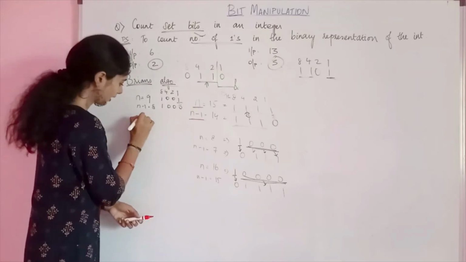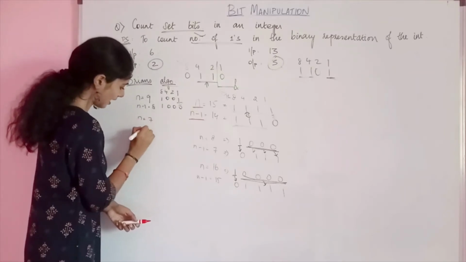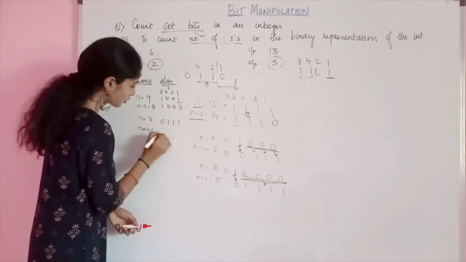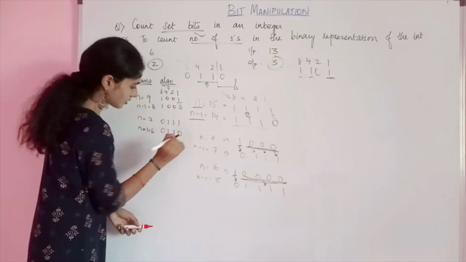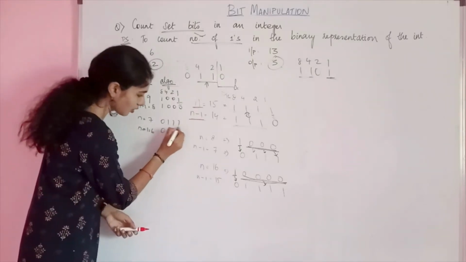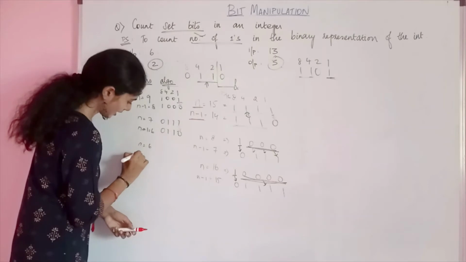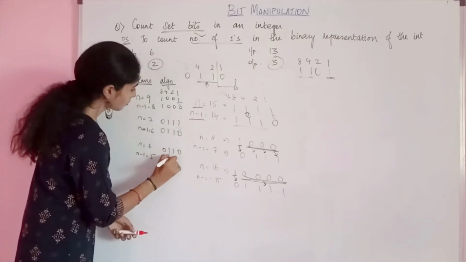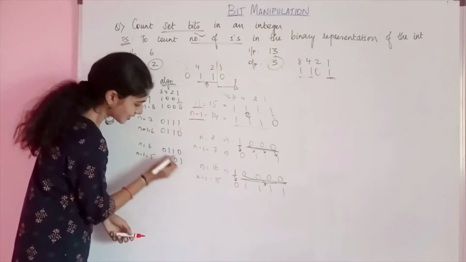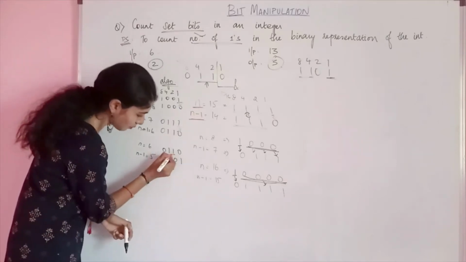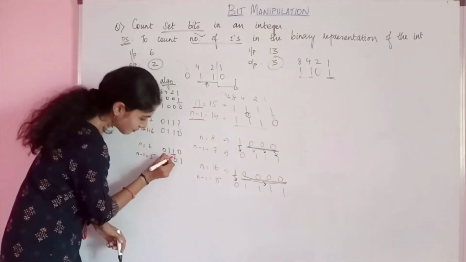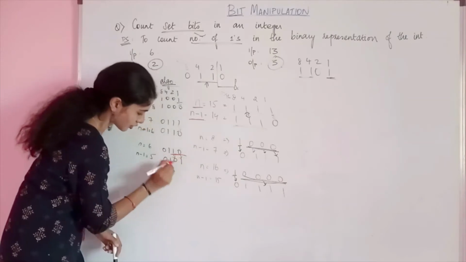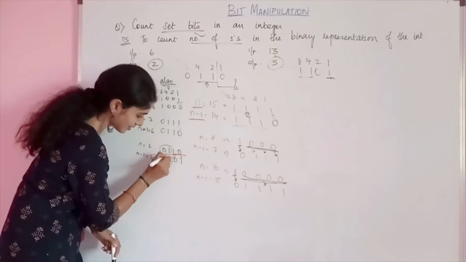Or let n be 7 and n minus 1 be 6. So what is 6? 0, 1, 1, 0. What is happening again? The rightmost bit is changing. If n is 6, n minus 1 is 5. So 6 is 0, 1, 1, 0. What is 5? 0, 1, 0, 1. What is happening? This is going to be our rightmost set bit. The rightmost set bit is swapped along with every other bit towards its right, whereas this remains the same.